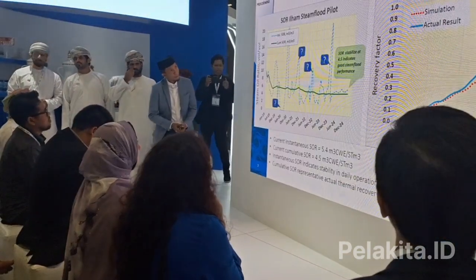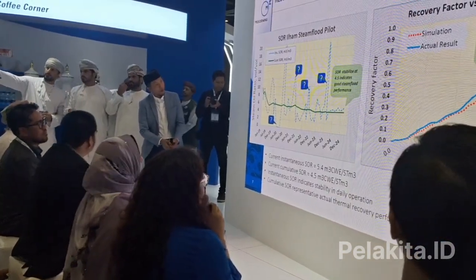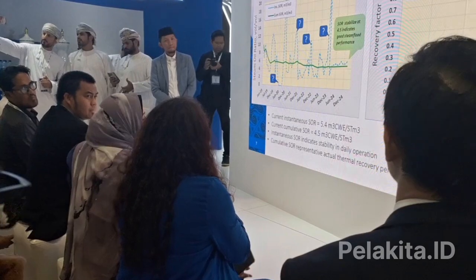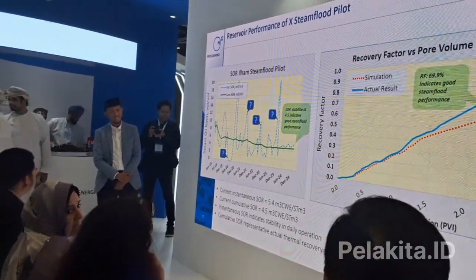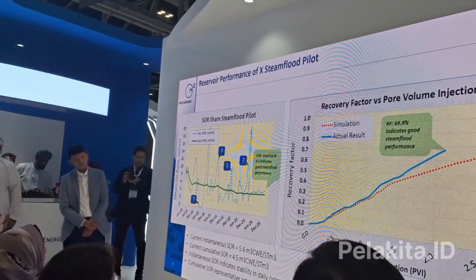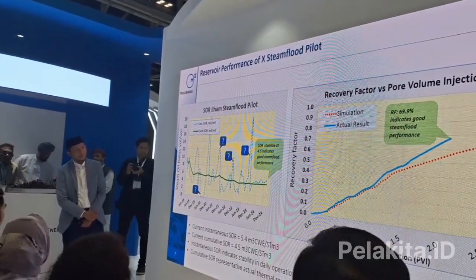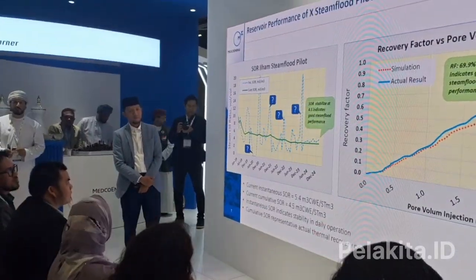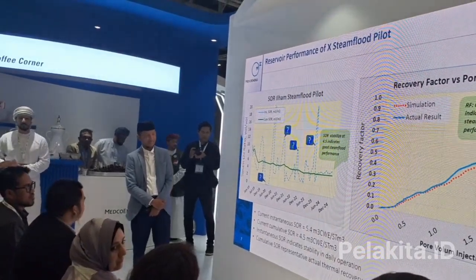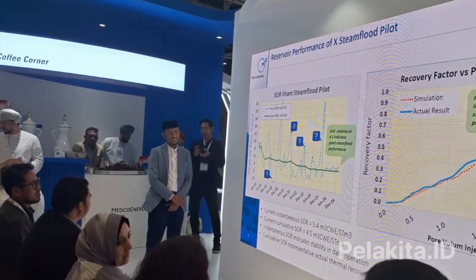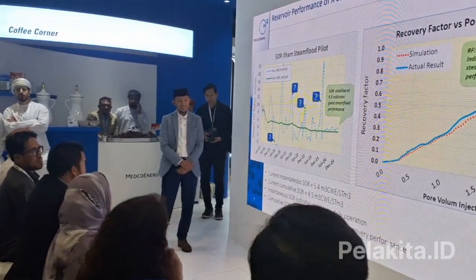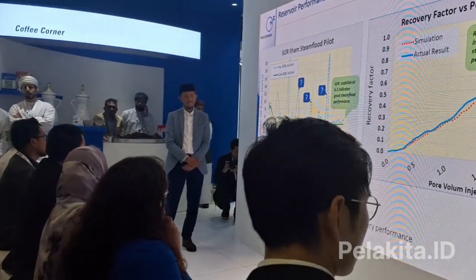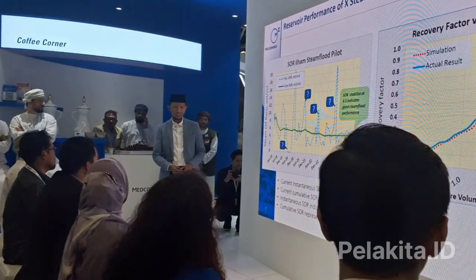Go back to the slide where you're showing the simulation versus the performance. I'm an engineer myself, so normally we see it the other way around. I would like to know why the simulation is actually showing lesser, almost 10% less than the actual performance. Normally simulation is more optimistic, so I would like to know. And the second question I wanted to ask is about your experience of stopping the steam flood, and what impacts you faced.